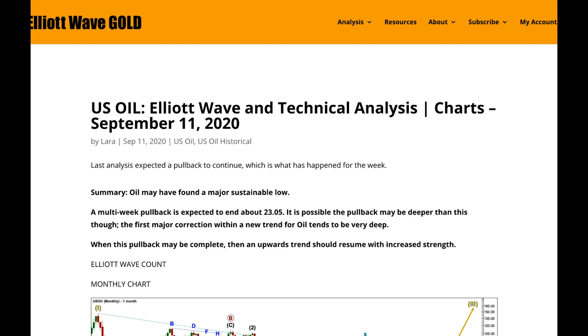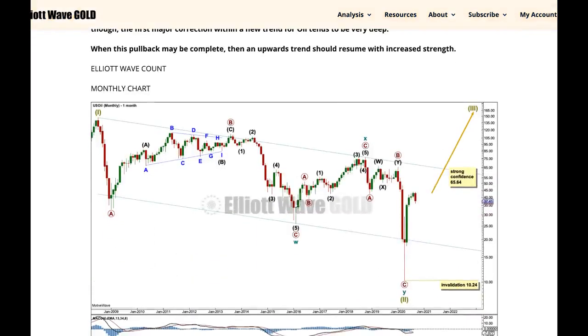I am still expecting that oil has found a major sustainable low and it's in the early stages of its first multi-week pullback. Well, for this particular market, its first big correction in a new trend is usually quite deep. My target is 23.05, but if that's wrong, it may not be low enough.